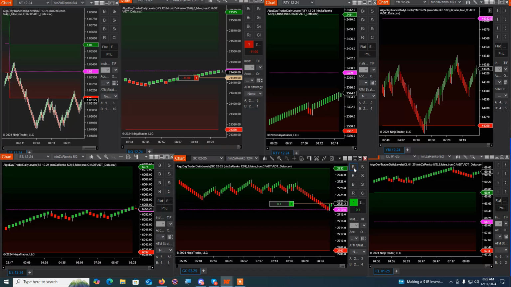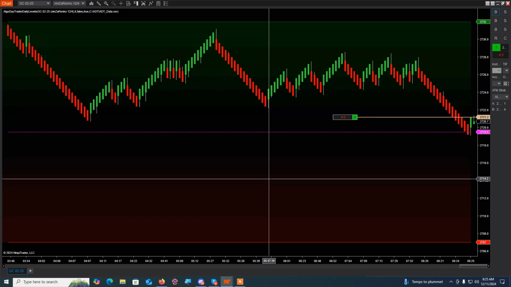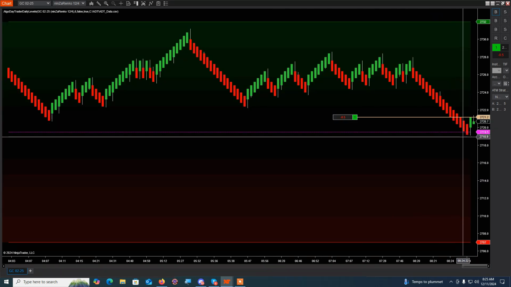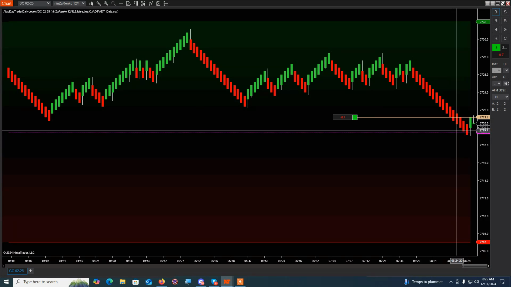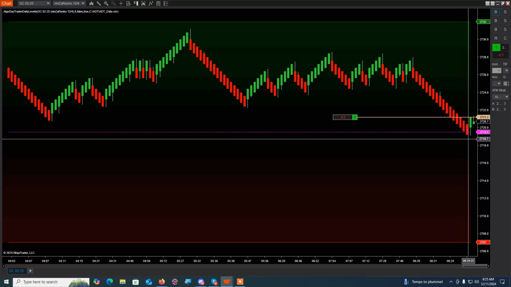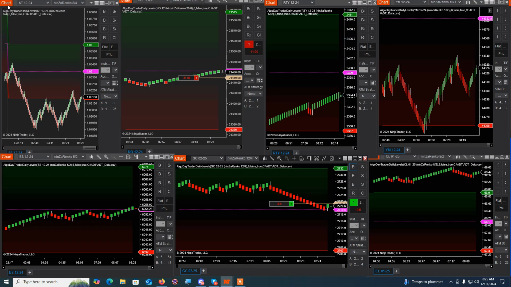Here we go. Let's make this bigger so you can see. So you see the test of the midpoint pretty much to the tick, and the bar closes up. Took a long. My stop would be right here. If price gets here, I'll take myself out. Watching the Nasdaq closely.